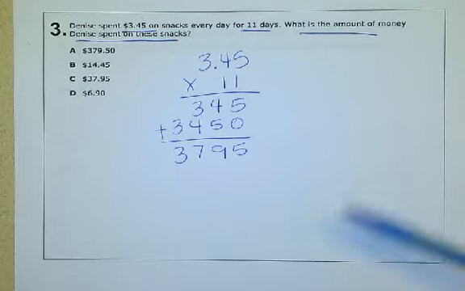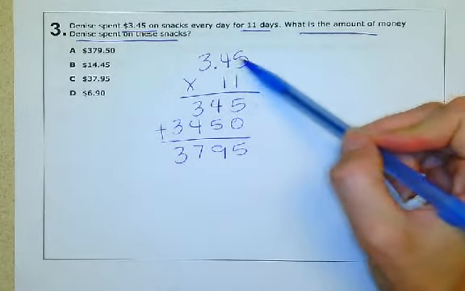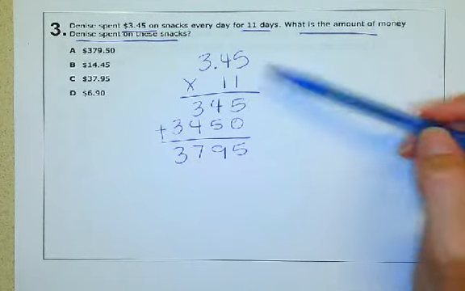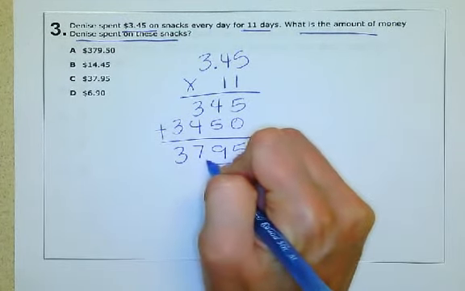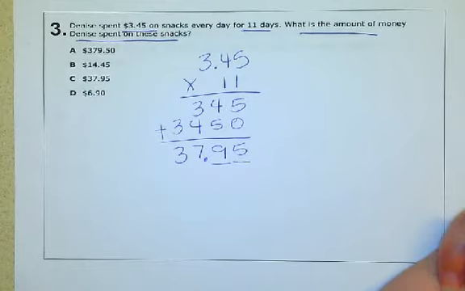So can you tell me where my decimal would go, or how many decimal places I'll have in my product? I'm going to have 2. How do you know that? Because there are 2 decimal places in my factors, and there's 2 decimal places that I need to put in my product. Good job, and the answer for that is C.